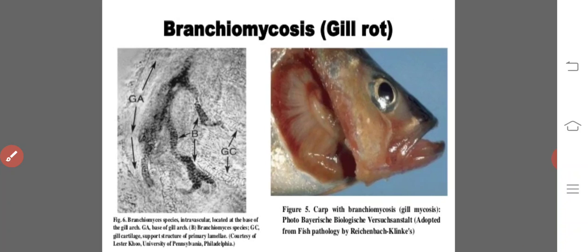Coming to Branchiomycosis, which causes gill rot disease. This is caused by Branchiomyces demigrans or Branchiomyces sanguinus.